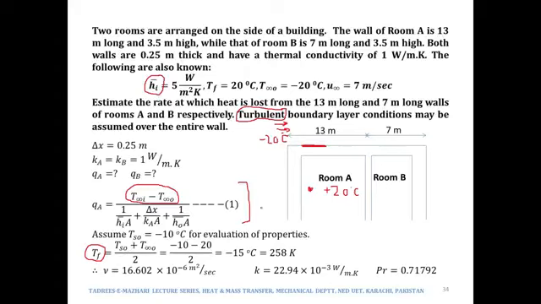So this would be the average of Ts naught and T infinity. Again, the same problem: we do not know Ts naught, so we need to make an engineering guess over here. As we can see, the outside air temperature is minus 20. So we should be assuming a good enough, a wise value of Ts naught.